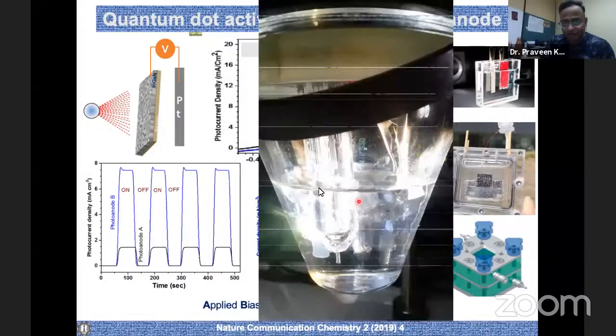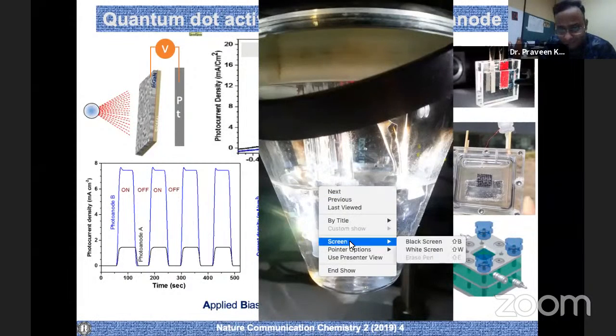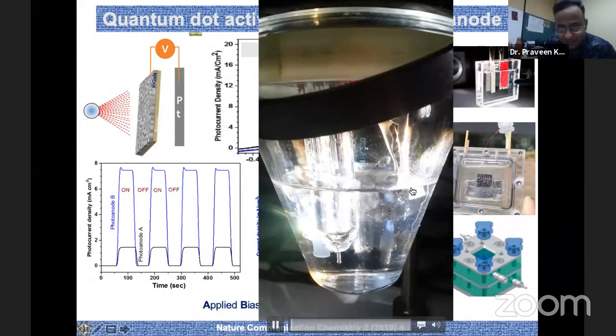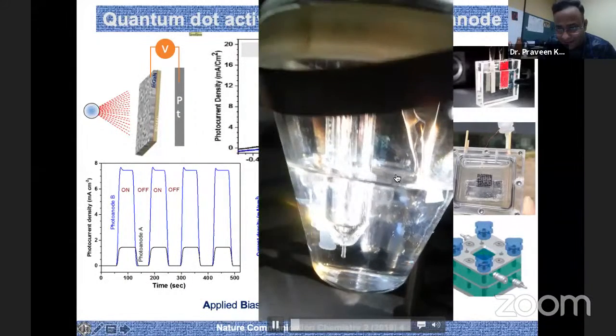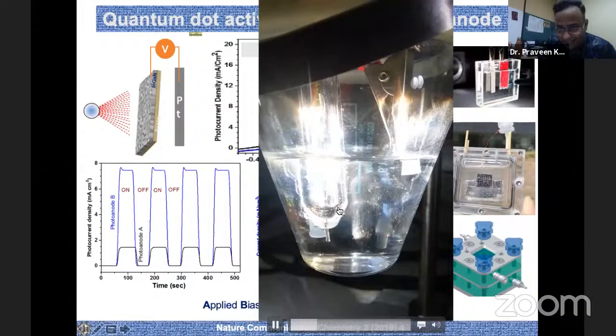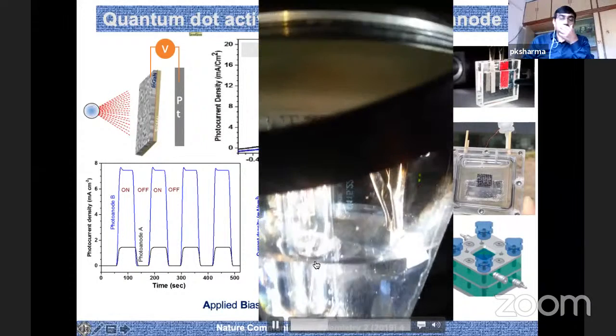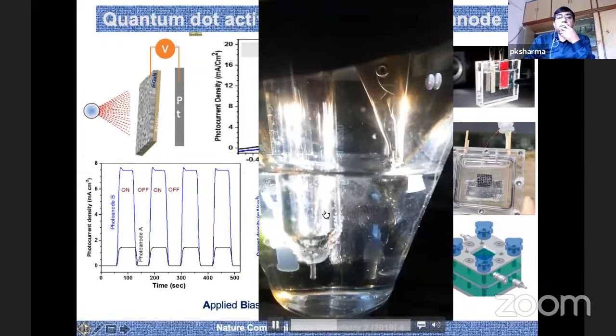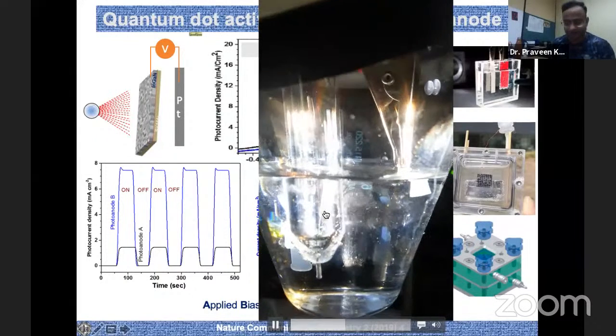And I'll show you a video where I think you can see this. You can see this is the InGaN photoanode, and this is the platinum electrode where we are getting the hydrogen coming out. You see how much hydrogen is coming from this device.